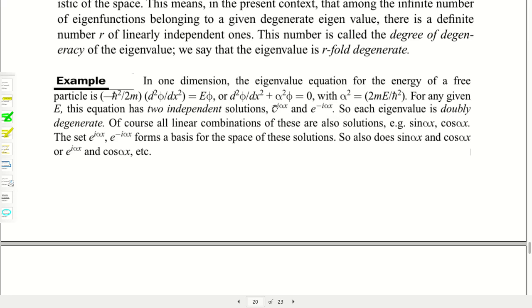degenerate, because it is coming out of two different functions, and you can get linear combinations: you can add them up, so you will get cos, or you subtract them, then you will get sin. So sine and cosine are also solutions of this equation, with double degeneracy. So they are doubly degenerate all the way.